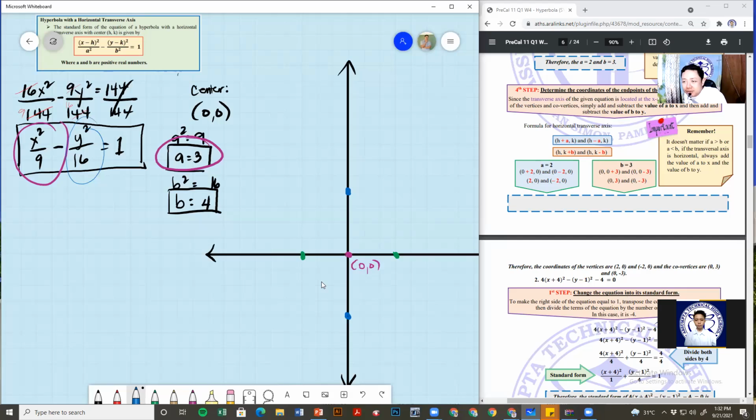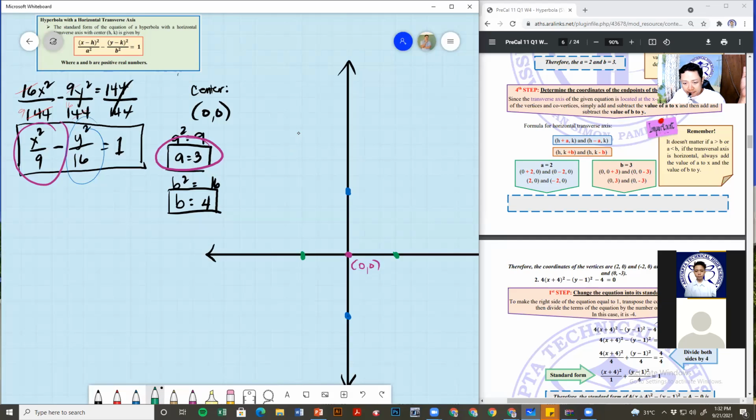There you go. So the next thing to do now is, of course, identify the points. We can identify the points here: this is (3, 0), and then in here naman (-3, 0). The other one naman, this is 0 in the x, and then 4, and then this is 0 in the x, and then -4. Okay, that's it.